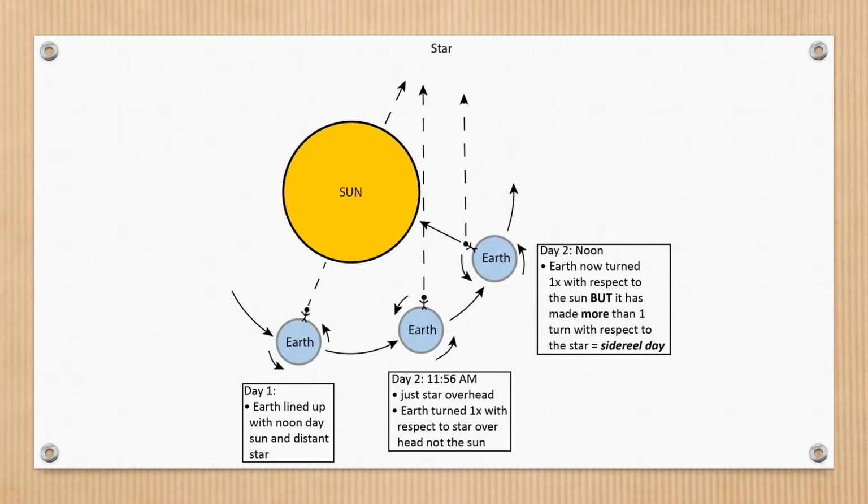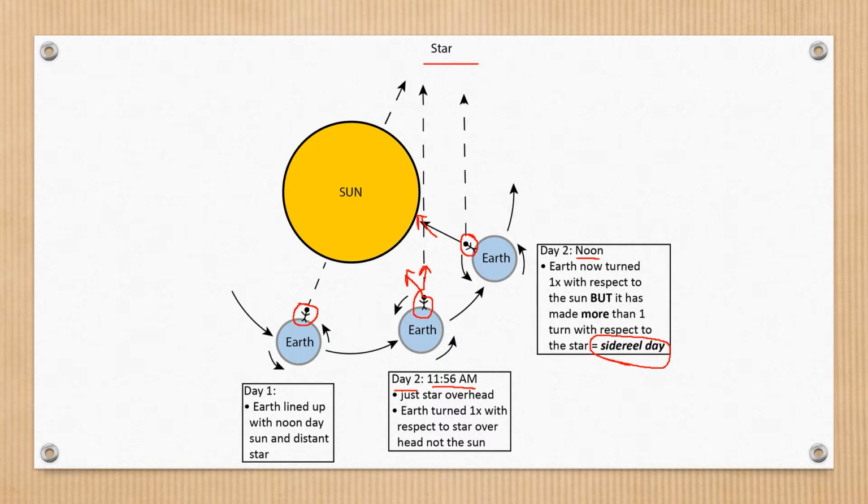So on day 1, the Earth is, and here's our little person again, lined up with the noonday sun and a distant star. On day 2, at 11:56 a.m., just before noon, we have only the star overhead lined up with this little person. We have not yet realigned with the sun, which is what we want. So at noon, we have now turned one time with respect to the sun, but have made more than one turn with respect to the star. This is the Earth's sidereal day.